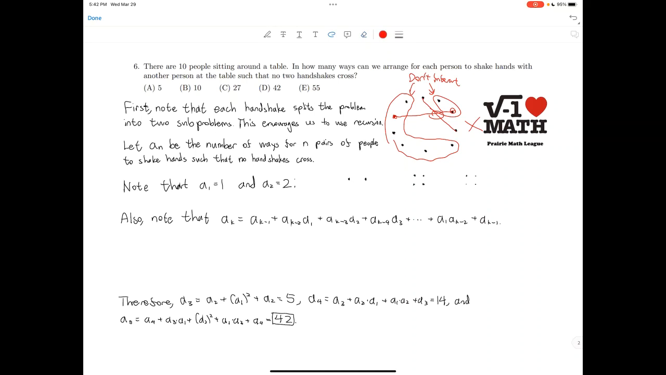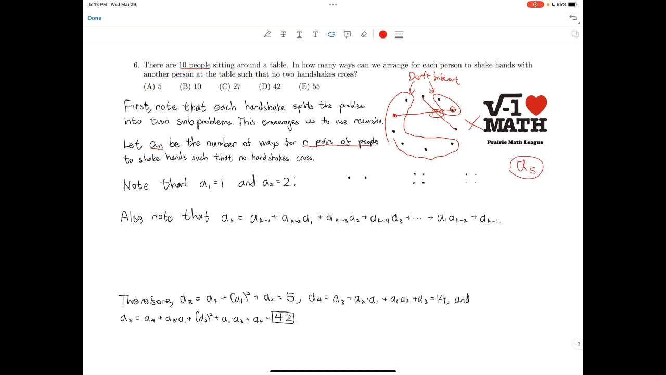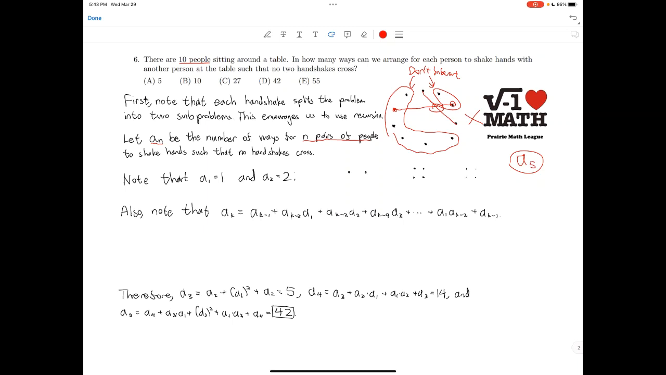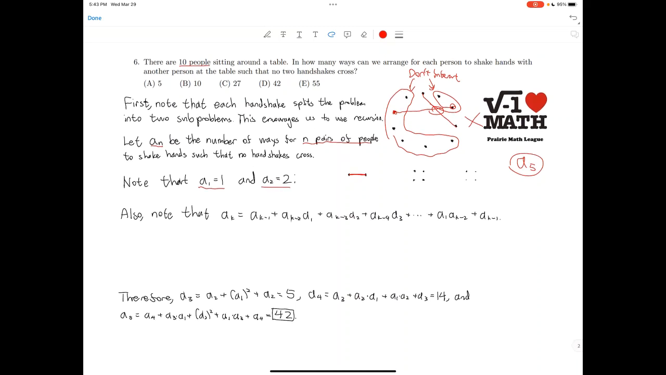So, let a sub n be the number of ways for n pairs of people to shake hands such that no handshakes cross. In our case, there are 10 people, so there are 5 pairs of people, so we wish to find a sub 5. Now, notice that a sub 1 is 1 and a sub 2 is 2. That's because there's only one way to have one pair of people shake hands, like that. And there are 2 ways for 4 people or 2 pairs to shake hands. That's 1 and that's 2. So 2 ways.